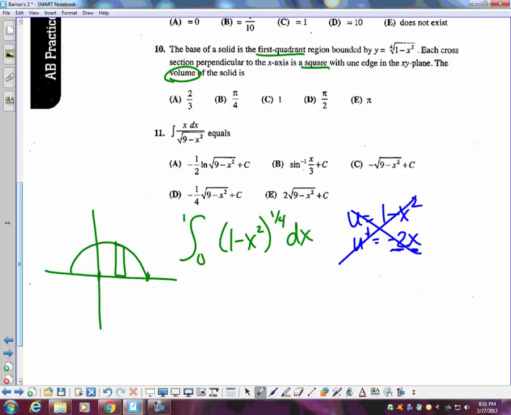Okay, so back up and let's use some logic. This is half a circle. Well, I know how to find the area of a whole circle. Well, if I'm in just the first quadrant, that's a quarter of a circle.